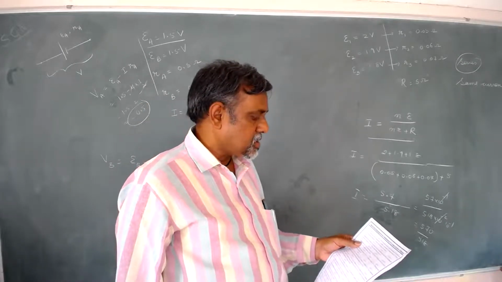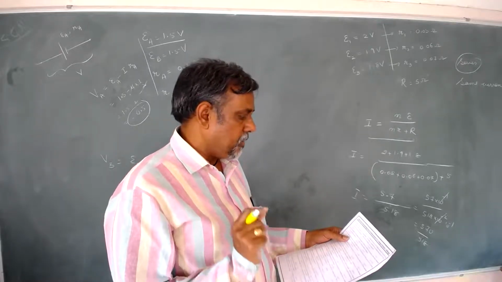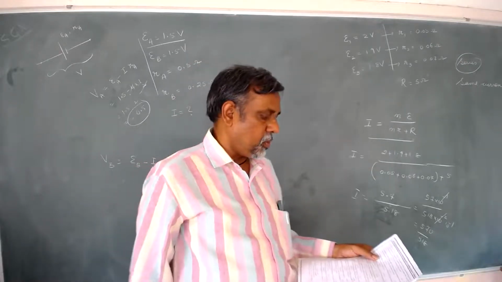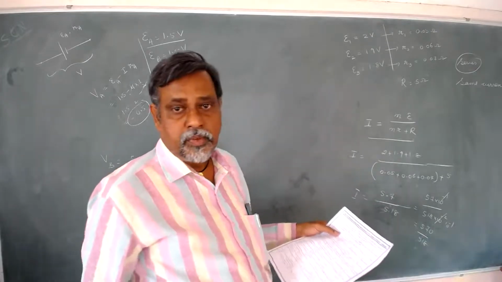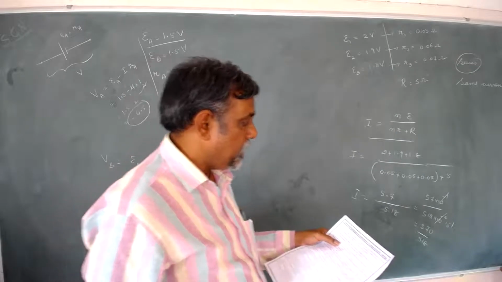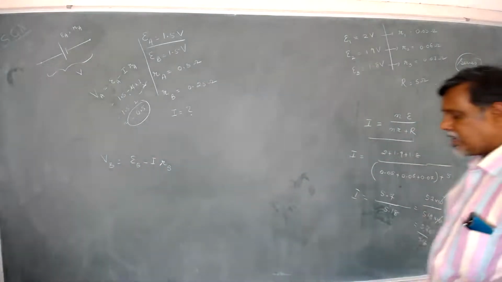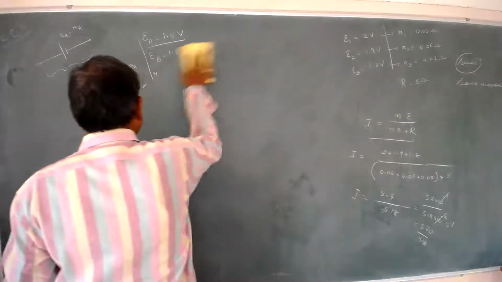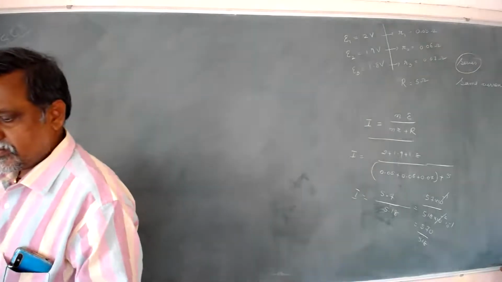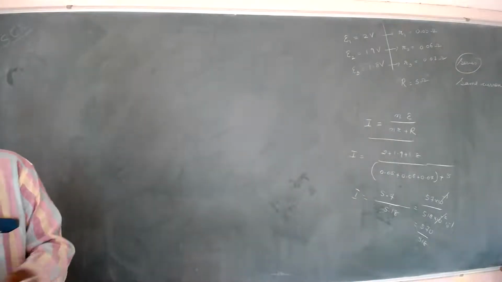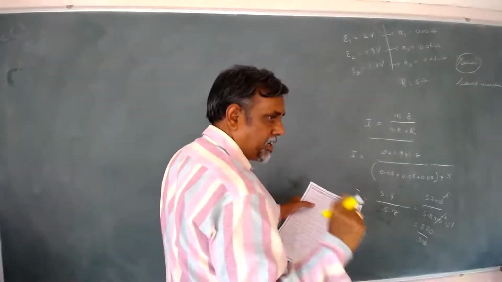Okay, next, 47. 2 identical cells, whether joined together in series or in parallel, give the same current when connected to an external resistance of 1 ohm. Find the internal resistance of each cell. 2 identical cells means electromotive forces are the same and the given internal resistances are also the same. Yes or no? So first they are connected in series.